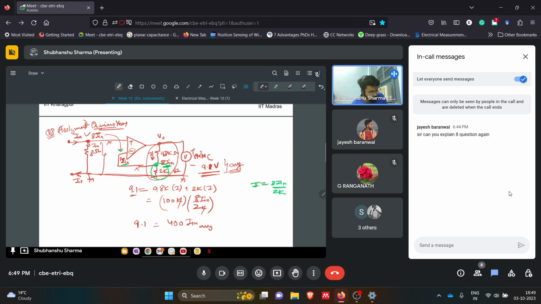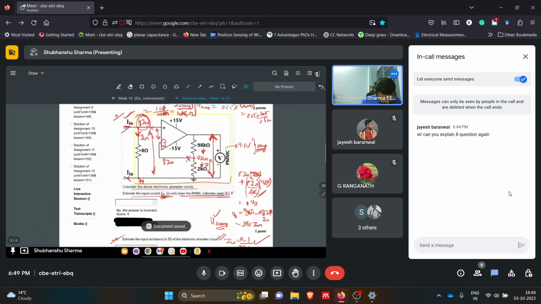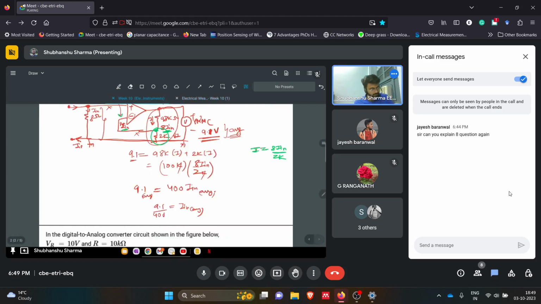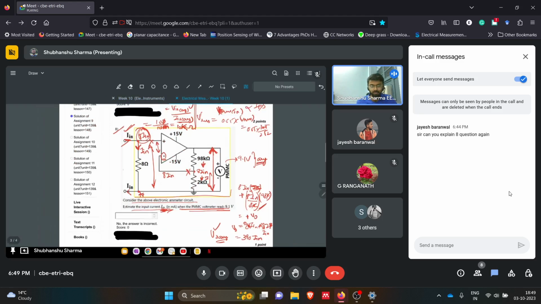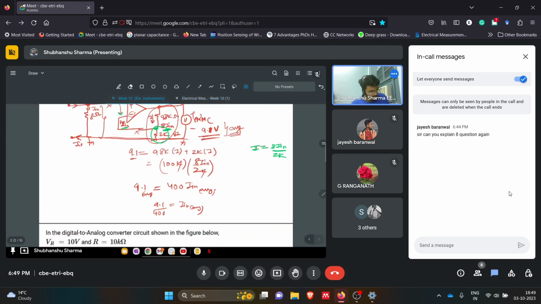Whatever we'll get is the average, because this is average. Just keep that in mind. So 9.1 by 400 equals I in average. Now in the question, they haven't mentioned whether to calculate the RMS or average. Normally you would go for RMS, because in all other questions they have specifically mentioned that they need the RMS value, but here they haven't mentioned. So it's average only. So this is the average, 9.1, so this will come out close to 22.75 billion.